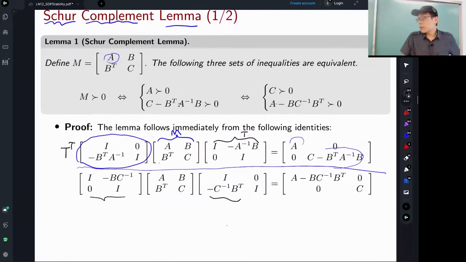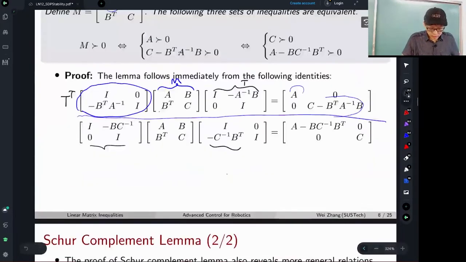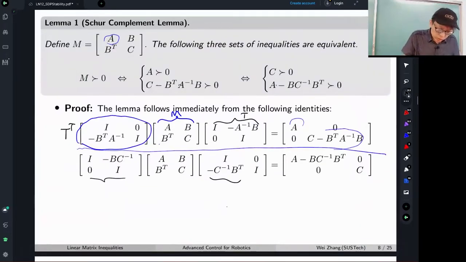So this Schur complement lemma is very useful for us to transform nonlinear, quadratic or bilinear matrix inequalities to linear ones. Suppose the decision variable is B. Is this an LMI in B or not? No, it's not, because it's not a linear function of B. Just think about B as a scalar variable. It's quadratic in B, right?